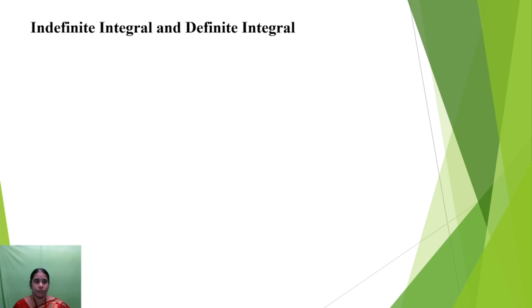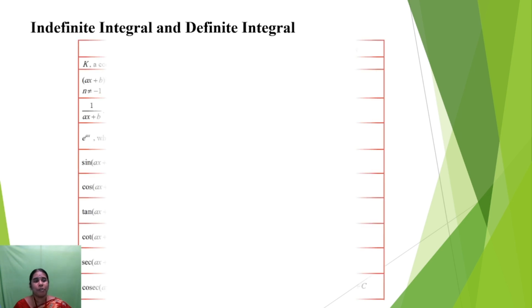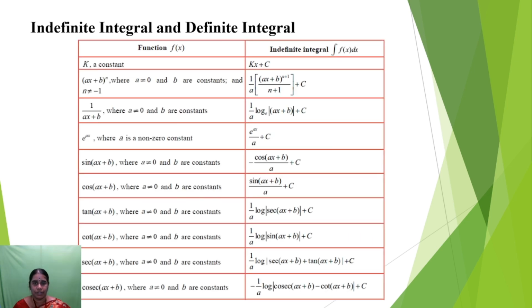Next section we will go through. Next section is nothing but indefinite integral and definite integral. Some of the basics needed for this section: for any constant k, the indefinite integral is nothing but kx plus c. In the same way, for ax plus b the whole power n, the indefinite integral takes the value 1 by a into ax plus b the whole power n plus 1 by n plus 1.